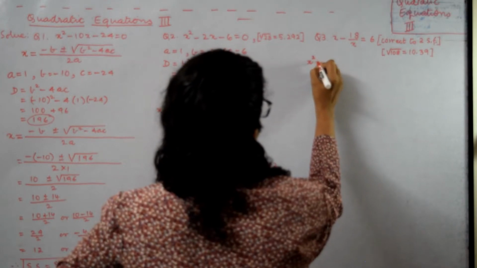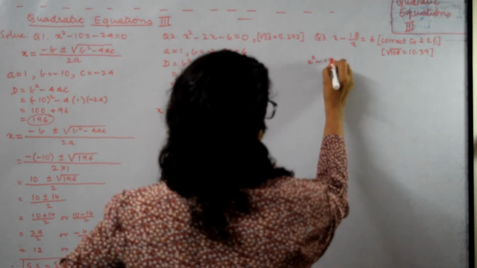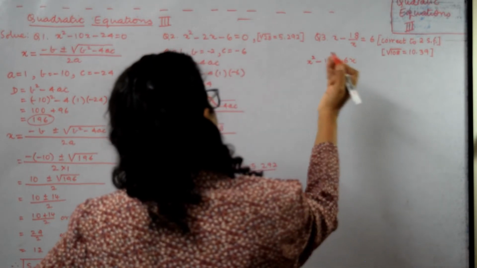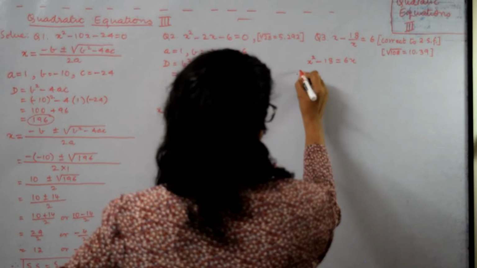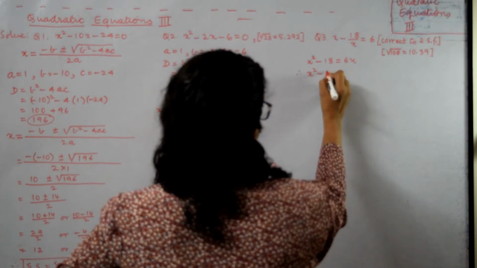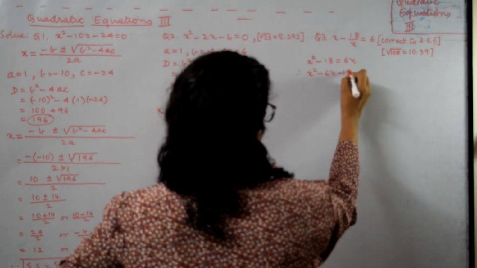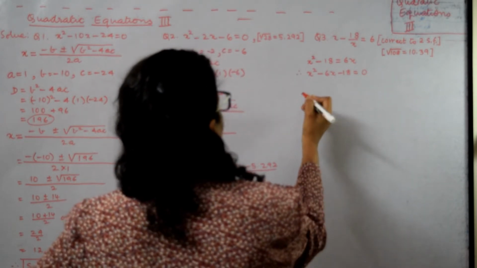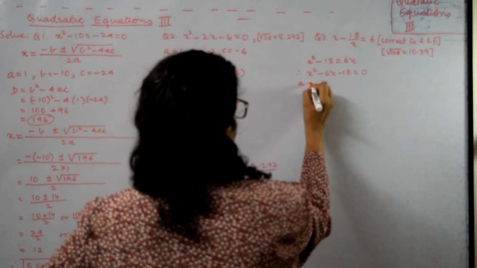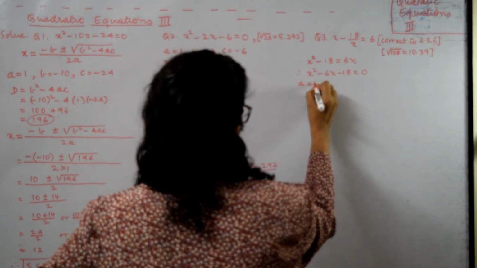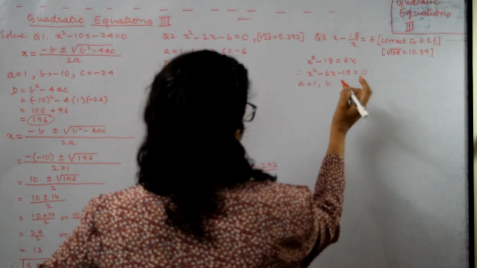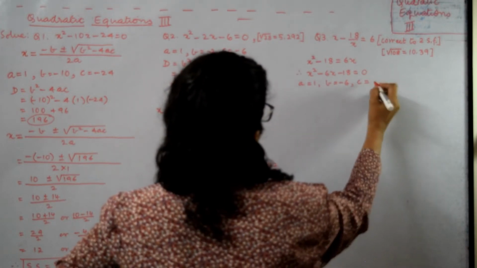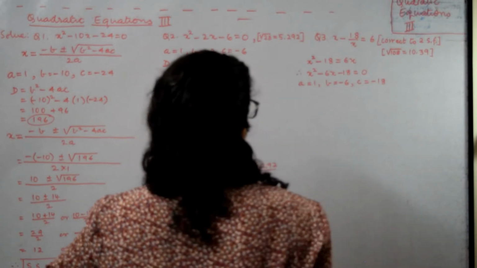We will have x squared minus 18 is equal to 6x. Now we'll put all the terms to the left hand side. So you will get x squared minus 6x minus 18 equal to 0. And now let us use the formula. A is equal to 1, b is equal to coefficient of x, which is minus 6, and c is equal to the constant, which is minus 18.